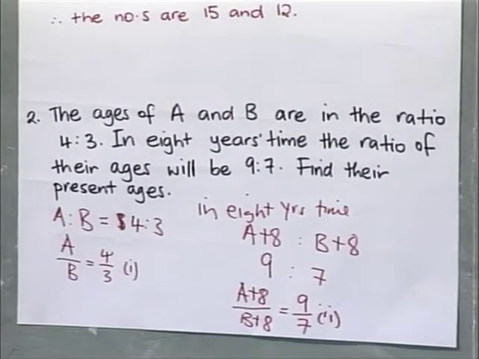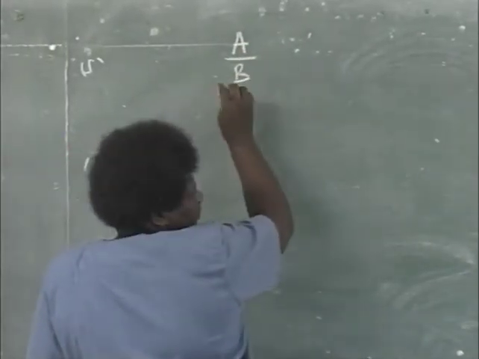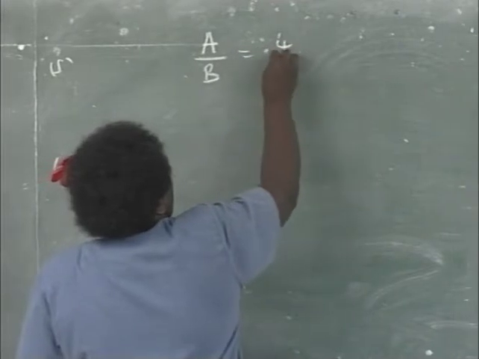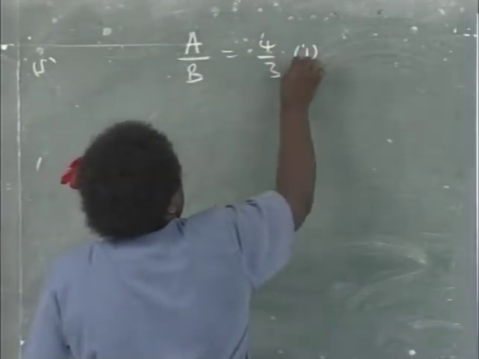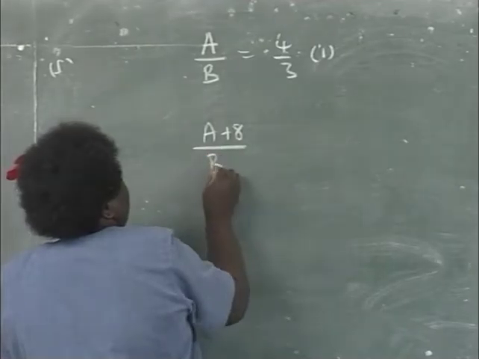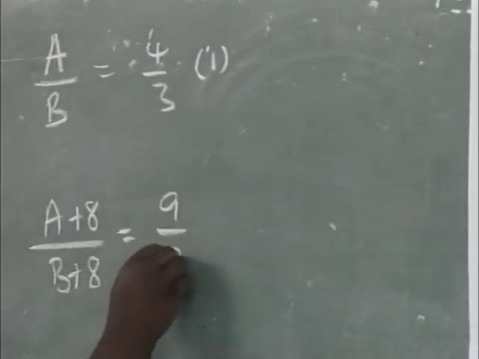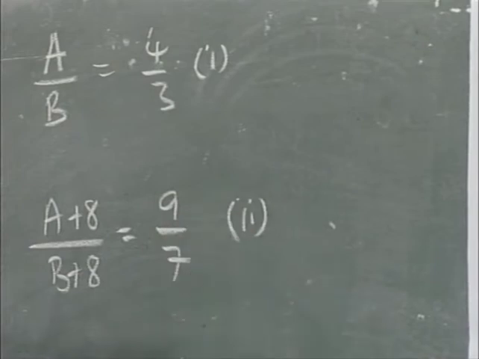Okay, because I don't have enough space, I'll complete it on the board. There are two equations now: A over B equals 4 over 3, and A plus 8 over B plus 8 equals 9 over 7. Any suggestions what I can do to tidy up the equations?